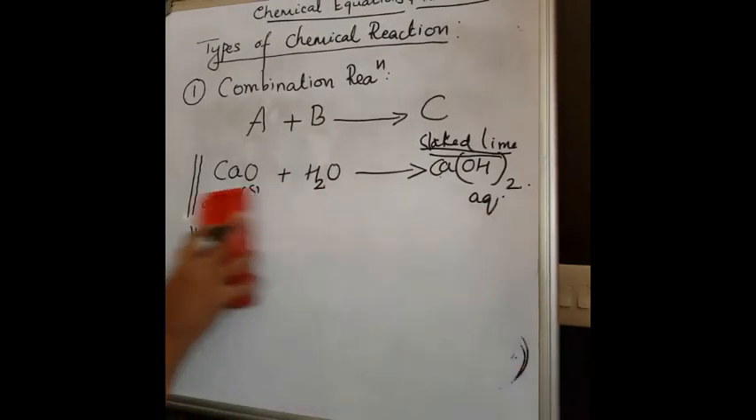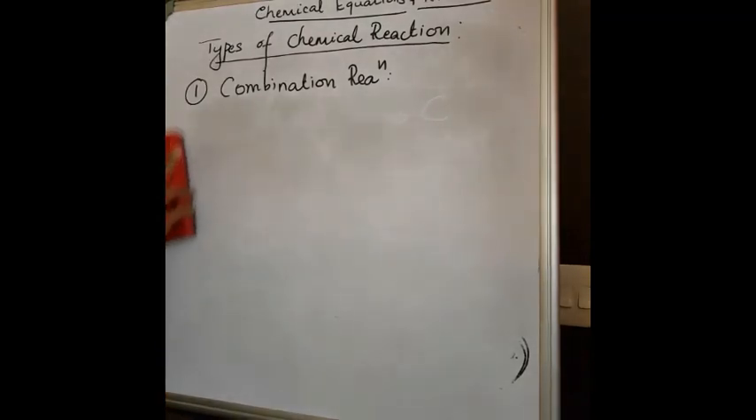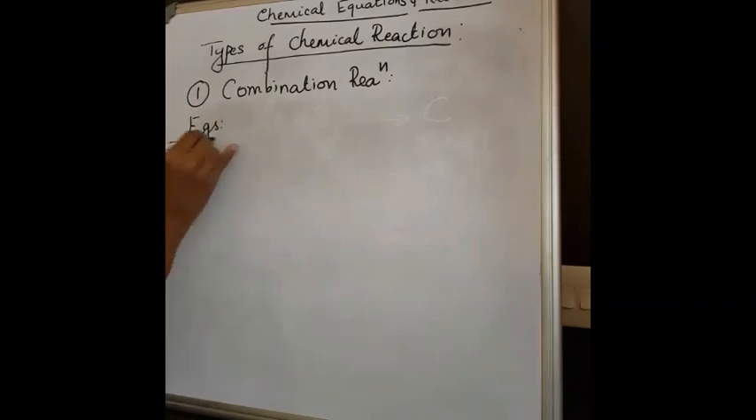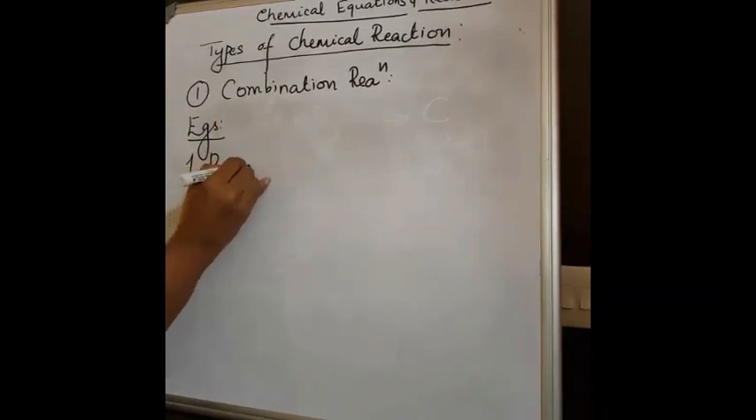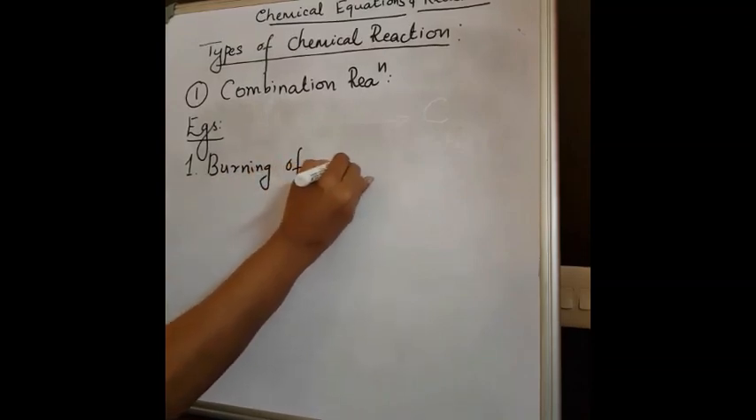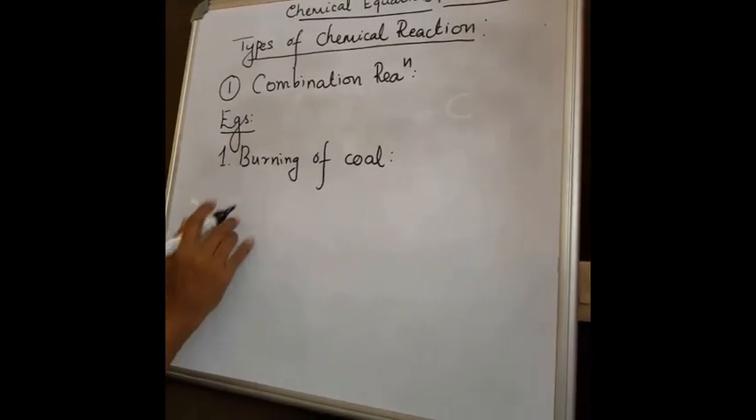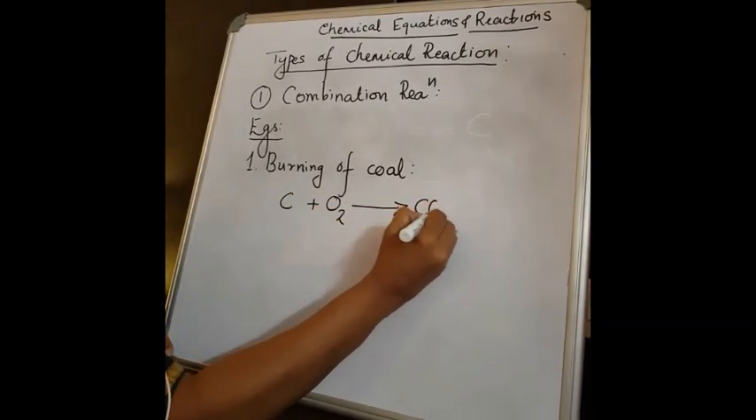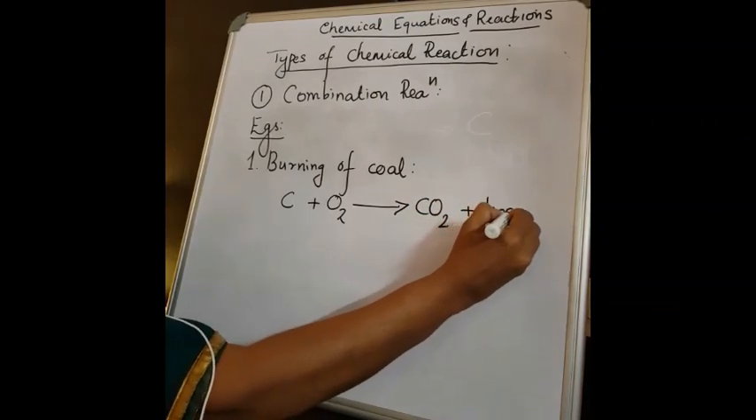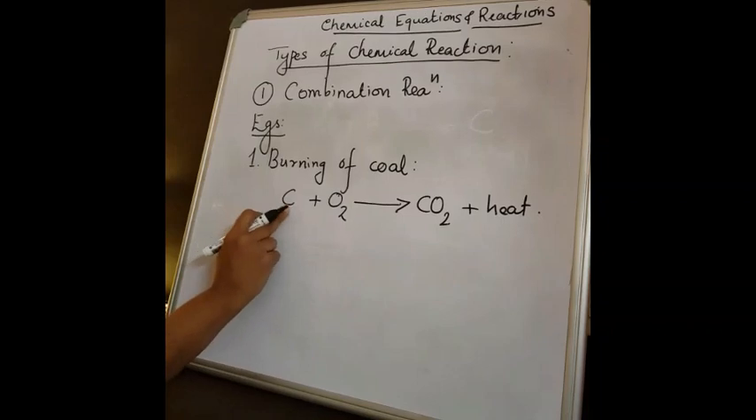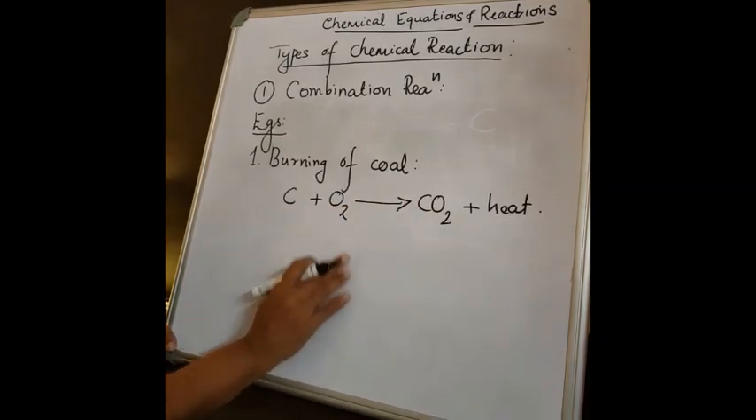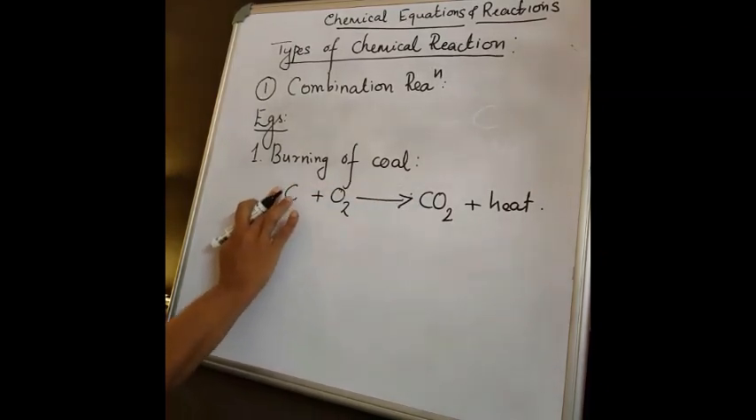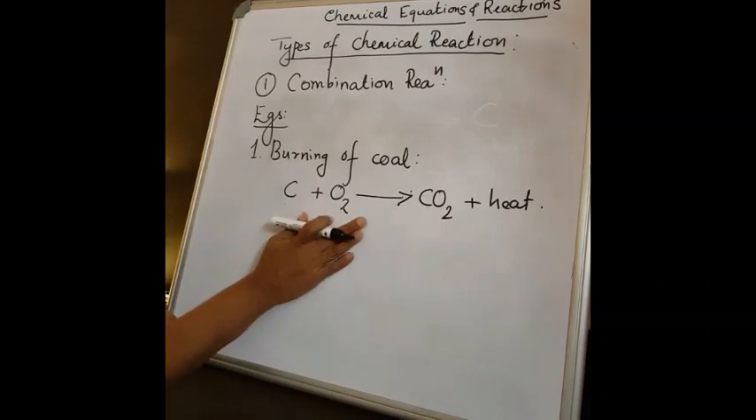Okay. Now, examples of combination reaction. First is burning of coal. In burning of coal, that means carbon. Burning means in the presence of oxygen, you will get carbon dioxide. Here also, I will write heat. Carbon plus oxygen will give carbon dioxide. Now, balance it. No, it is already balanced, right? Okay, carbon dioxide. So, this is an example of a combination reaction.